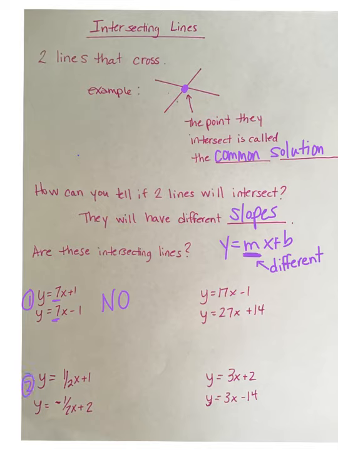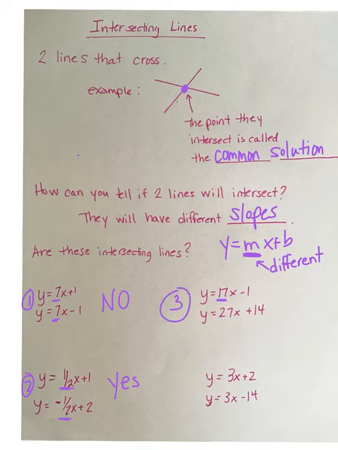Question 2. Will these lines intersect? We have a positive 1/2 and a negative 1/2. Even though they both have the 1/2 in them, they are different because one is positive and one is negative. So are these intersecting lines? Yes, they are.